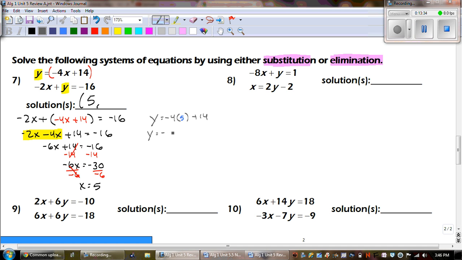Negative 4 times 5 is negative 20. And negative 20 plus 14 gives us negative 6. So our final answer is 5, negative 6.